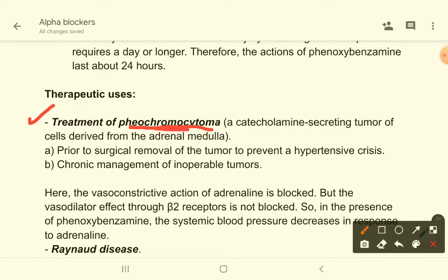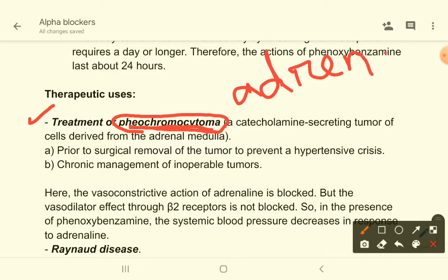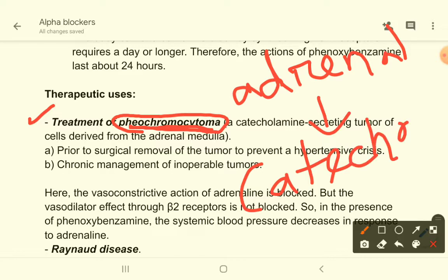Pheochromocytoma is a tumor of the adrenal glands, and this tumor produces excessive catecholamines. That means epinephrine, norepinephrine, etc.